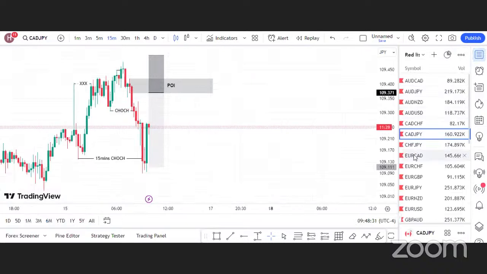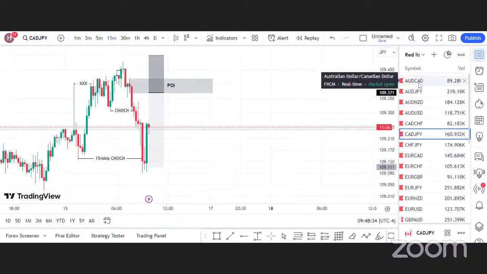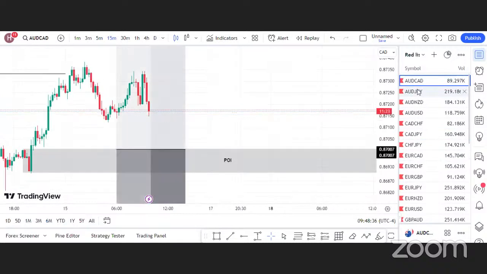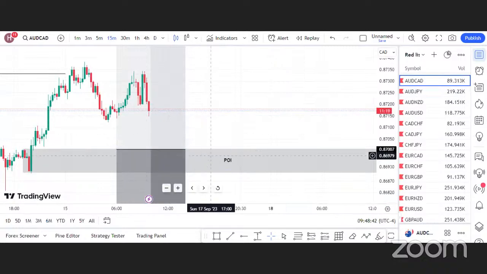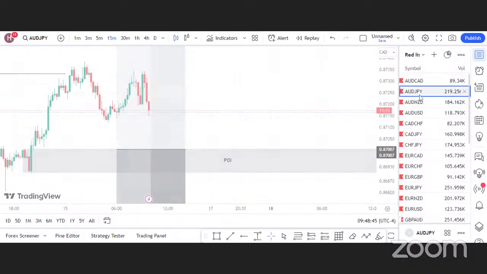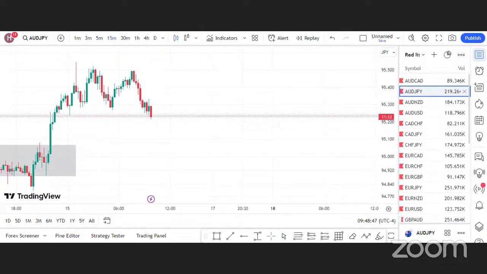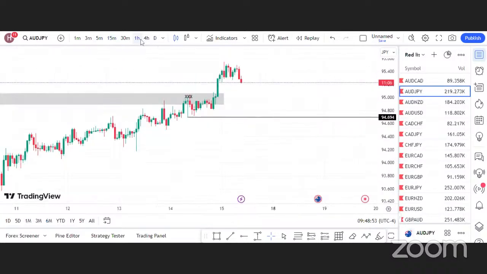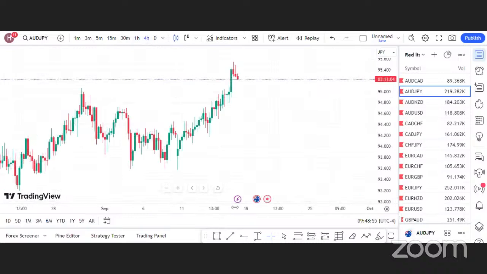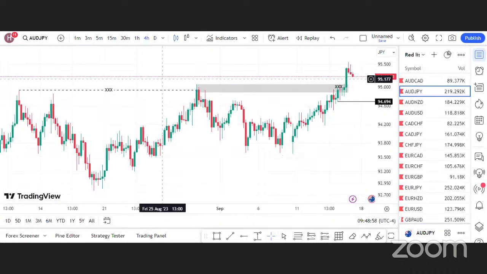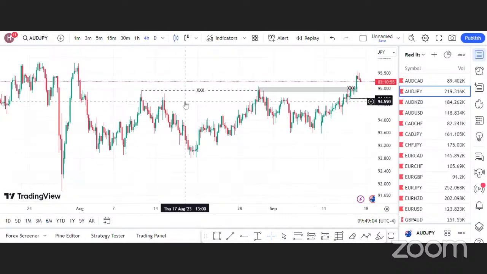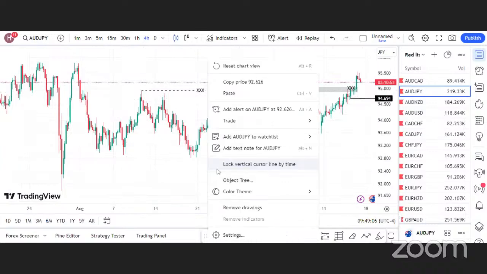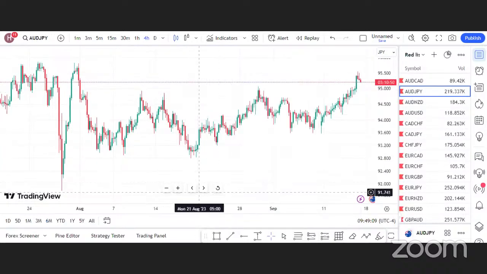So let's look for another market. So this is heading towards our entry point. Let's make a fresh analysis from this also.